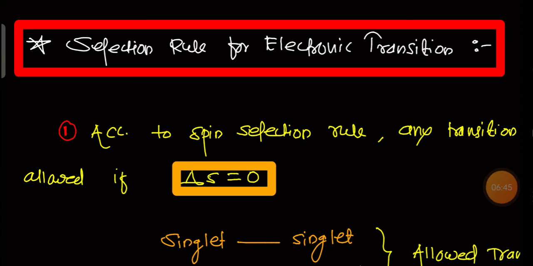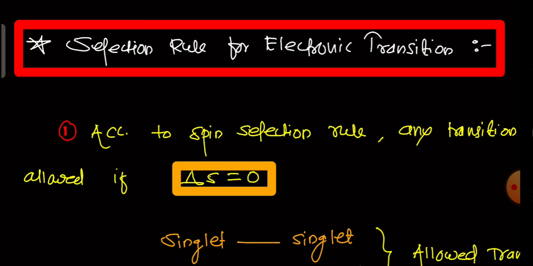Now the second part is the selection rules for electronic transitions, that is for diatomic systems. It is connected to the term symbol, and is particularly very important. Many times the question arises which is an allowed transition or which one is forbidden. For that we have some selection rules.